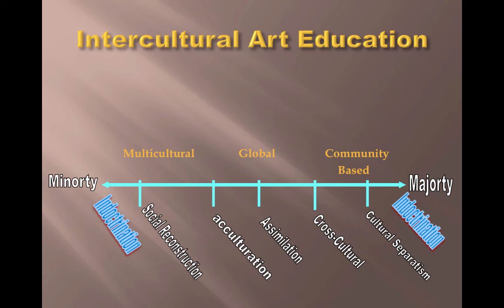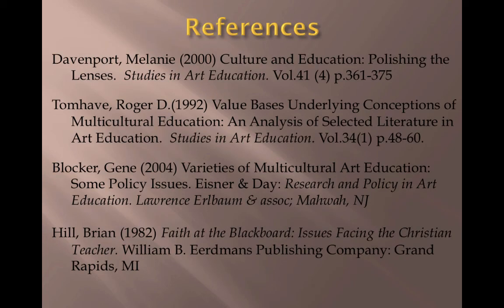Okay, so these are ultimately these categories for intercultural education. We went through community-based, global, and multicultural, and we did cultural separatism. Moving further to the left, you got cross-cultural. Then you move into more of a global direction where you assimilate students, and then you got acculturation and social reconstruction. Again, for clarification, you can indoctrinate students on both extremes, and it's possible to happen. And here are your references again. I would strongly recommend anybody reading Melanie Davenport's Culture and Education.